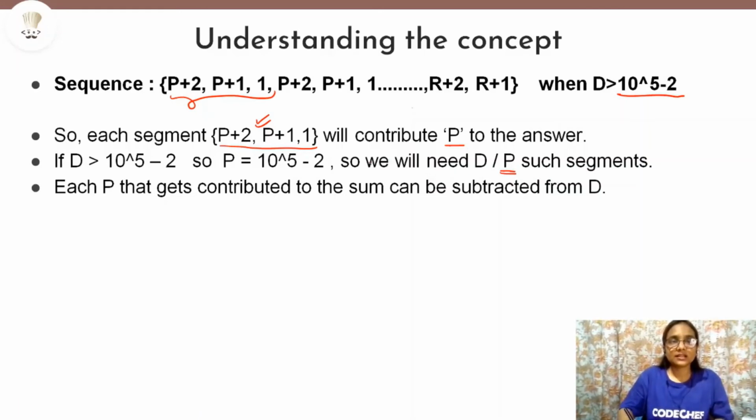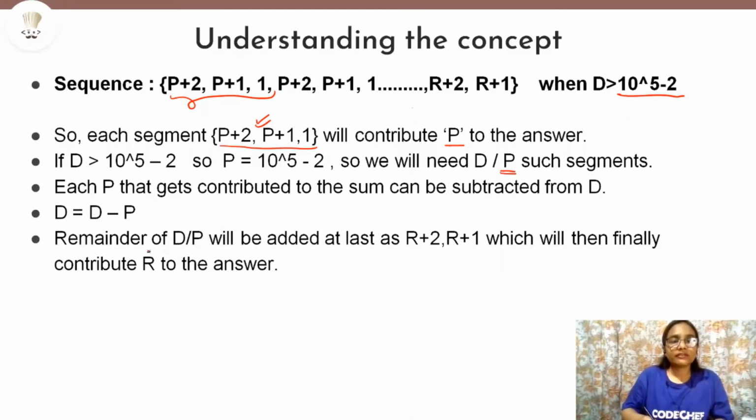Because d is much greater than 10 to the power 5 minus 2, and each time 10 to the power 5 minus 2 is contributed, it will get subtracted from d. Now what will happen is that when there will be a remainder left, this remainder will always be less than 10 to the power 5 minus 2, because we are dividing d by p, which is 10 to the power 5 minus 2, so definitely the remainder has to be less than that.